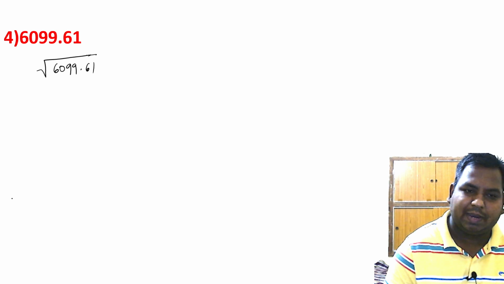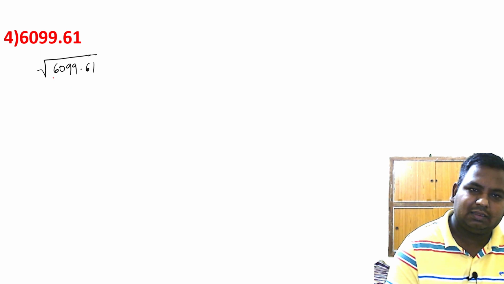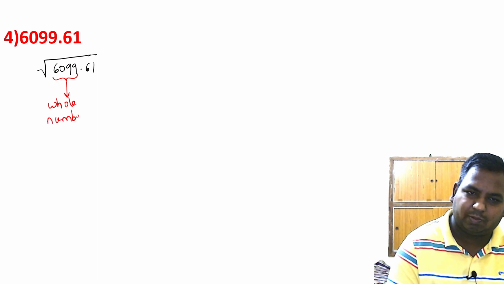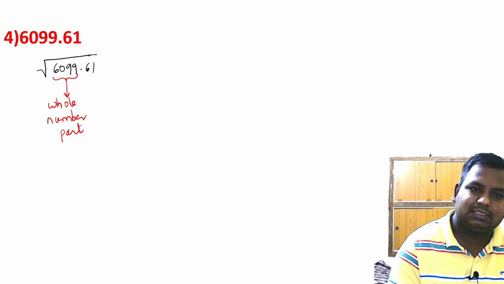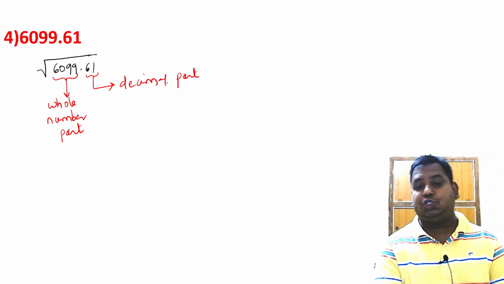Chalo. The next question is, we need to find square root of 6099.61. So same thing, but here we have two parts, which is the whole number part. This one is whole number part, or you can say integer part also, no problem. And this is fraction, you can say it is decimal part.